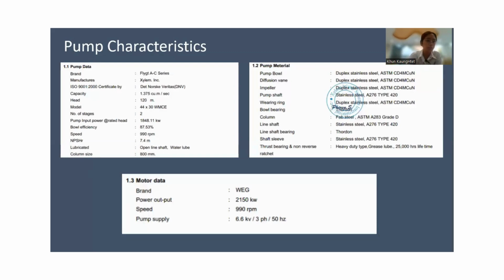For the pump characteristic, we use this kind of pump, and the most important parameters that we had to put in the software are the pump input power, which is 1848.11 kilowatts, and the speed of the pump, which is 990 revolutions per minute.